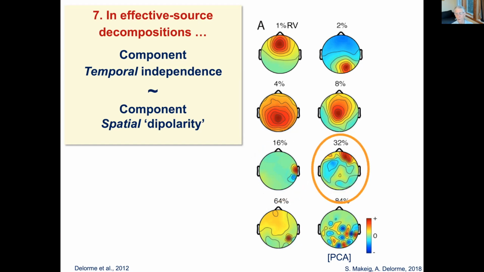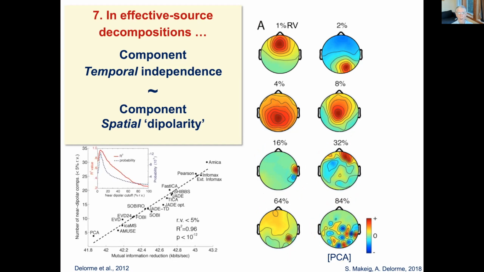Here 32%, where it becomes impossible for this to be the projection of a single cortical area. Or 64 again, where we had to go to PCA to find this component projection map. That's impossible to be the projection of a single cortical area. So the more, and this is what we found.